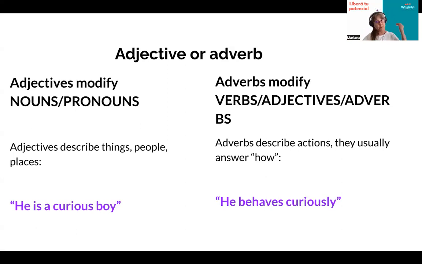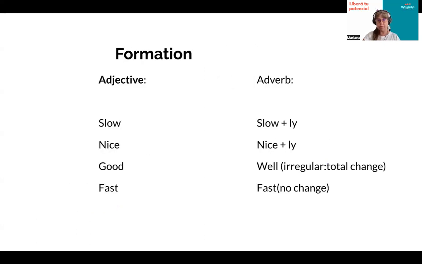Because you may remember frequency adverbs are also adverbs that modify verbs, but go before the action. Like, I usually go to the supermarket. I never go swimming. Those are never, always, sometimes, usually. Those are also adverbs, and they are positioned before the action.